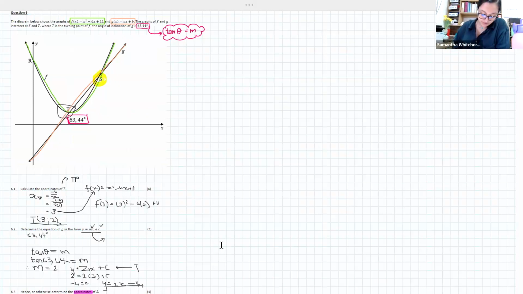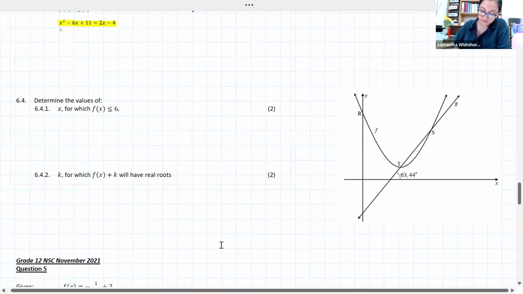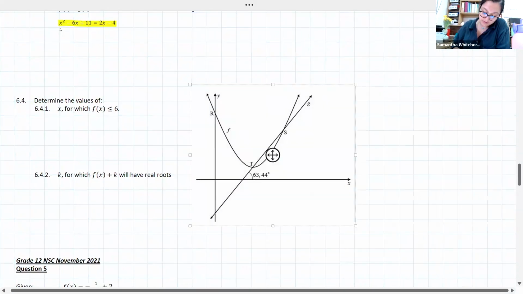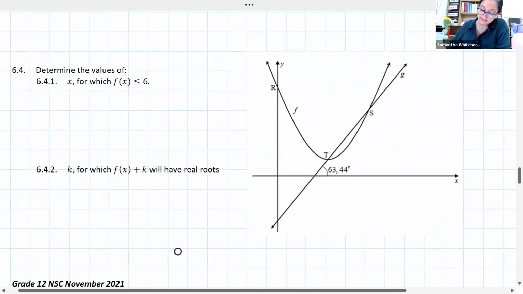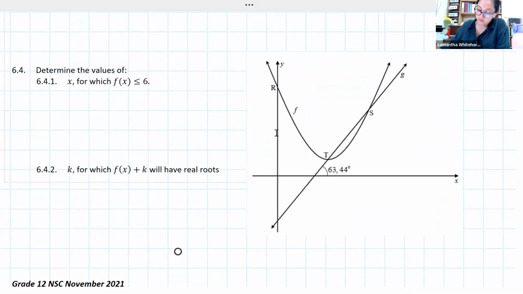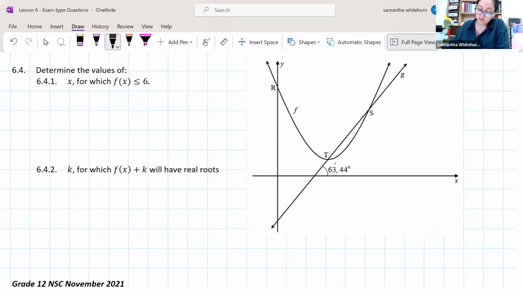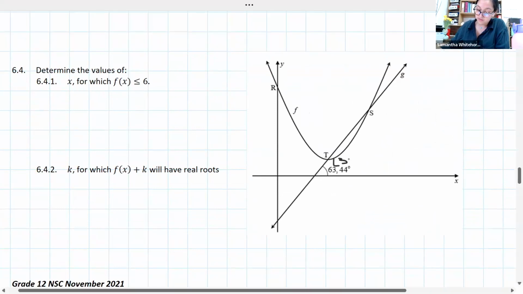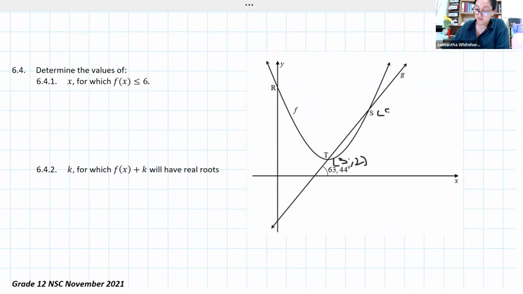Okay, so if we go to 6.4, 6.4 is now where we have some inequalities. And I'm actually just going to put this over here so we can work with this. Now, we've already got some coordinates here, which I'm going to put on the graph. So we already know that T is at 3, 2. Just ignore the weird bracket and beautiful writing. And we've just worked out that S is at 5, 6. Again, not my best brackets in the world, but we're going to roll with it.